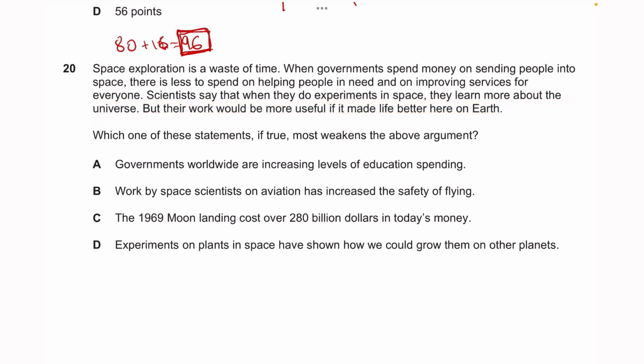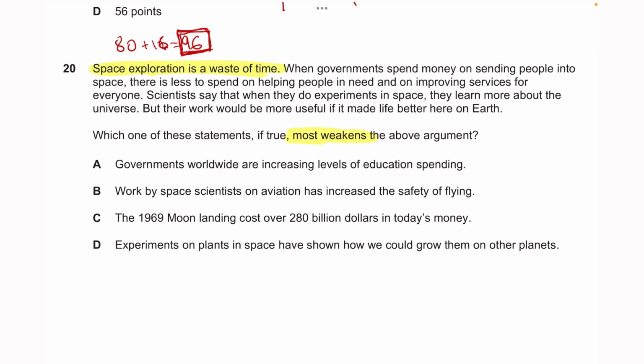And so, if we have a look, it says which one of these statements, if true, most weakens the above argument. So we know that this is a weakening question, and we need to find something that goes against this, or essentially goes against the above information here. And so first of all, it's identifying the main idea, and the main idea is simply that space exploration is a waste of time. Remember, when you're trying to find the main idea, you want to get as simple as possible, okay? And so we've realized that the main idea here is just simply that.